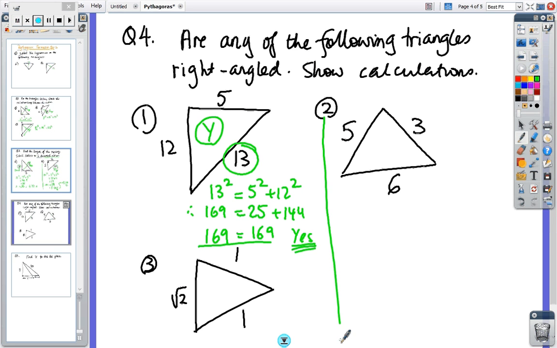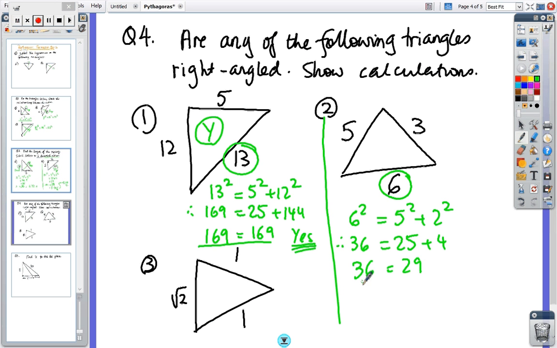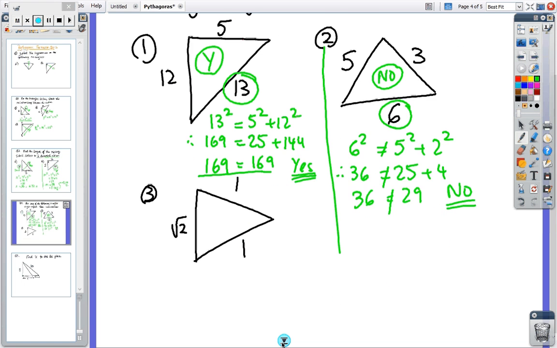Let's have a look at the second one. If it was going to be right angle, that's the biggest side, so that would have to be the hypotenuse. So we're testing, does 6 squared equal 5 squared plus 2 squared? 6 squared is 36. 5 squared is 25, plus 4. Does 36 equal 29? The answer is no, it doesn't. So it's no.